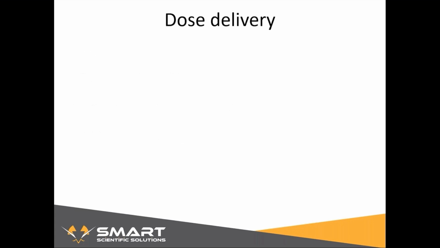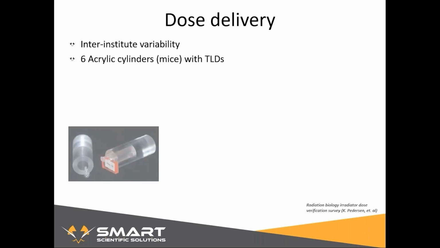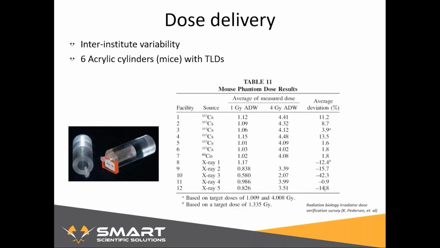So I'll use a few papers that were published relatively recently. The first is about inter-institute variability. So that's a study by Peterson et al. And he sent 6 acrylic cylinders with TLDs to 12 different institutes. And 5 of those institutes have an X-ray tube. The other 7 had a radionuclide source. And they were just requested to give a 1 gray dose to 3 of the cylinders and a 4 gray dose to 3 of the other cylinders.